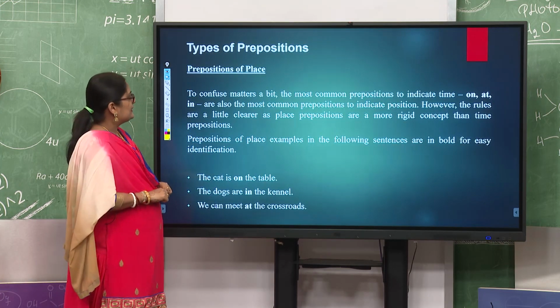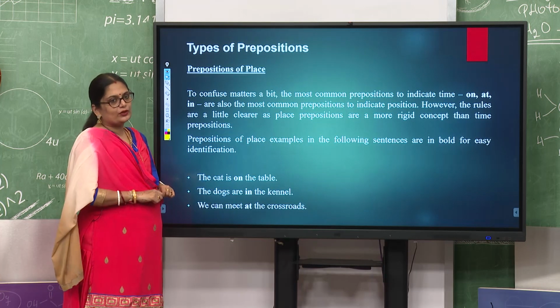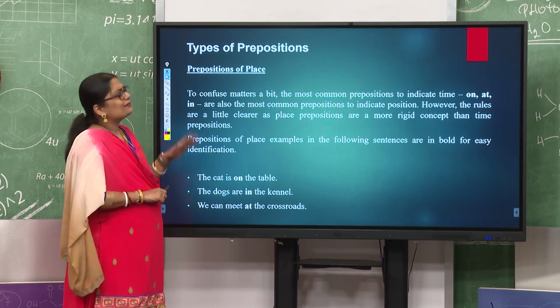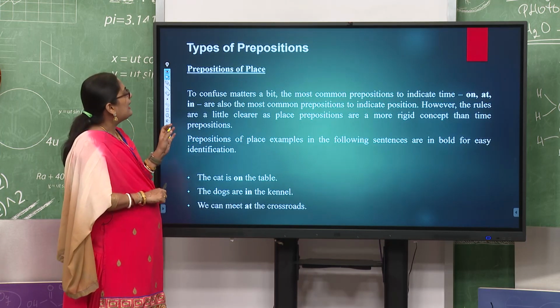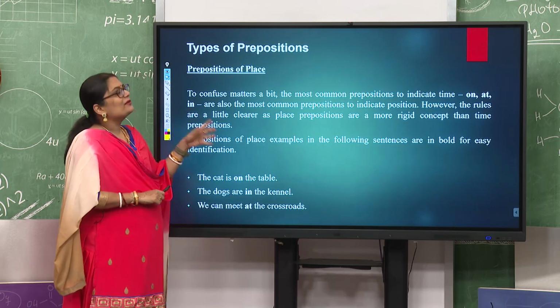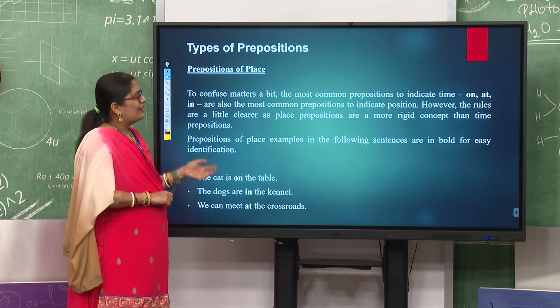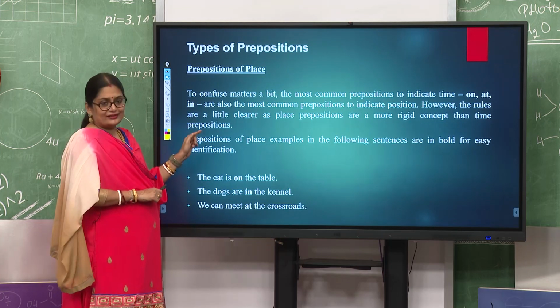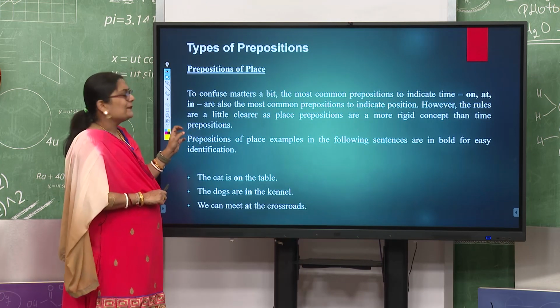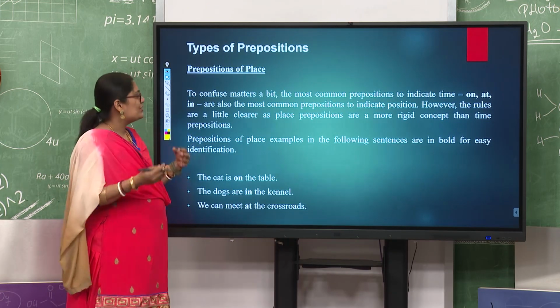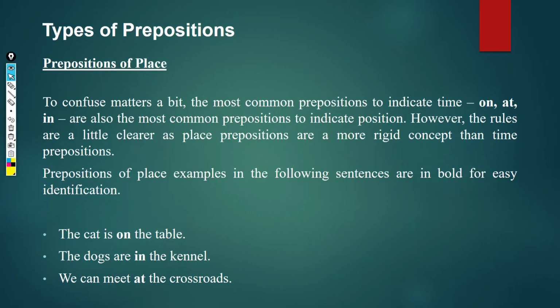Now, we come to the next type, which is preposition of place. What do you mean by preposition of place? To confuse matters a bit, the most common prepositions to indicate time, on, at, in, are also the common prepositions which indicate position. However, the rules are a little clearer, as in this particular place there is a more rigid concept, okay, in contrast to time prepositions. Prepositions of place. The examples in the following sentences are in bold. Okay, for easy understanding, I have written the examples in bold.